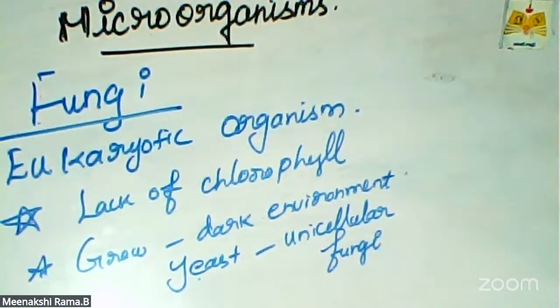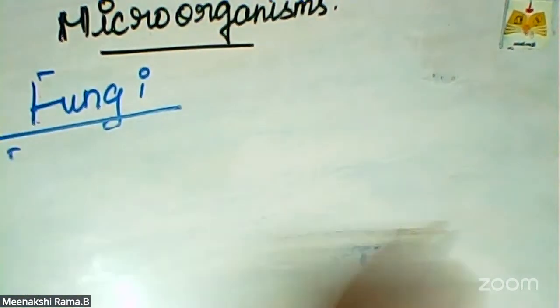So the fungi is the third category of microorganism. Fungi are the group of eukaryotic organisms that lack chlorophyll. Okay, so they grow in dark environments also. Some fungi are macroscopic. There are around 70,000 species of fungi living in the world. So yeast is the best example of unicellular fungi. So next is the cell structure of yeast.